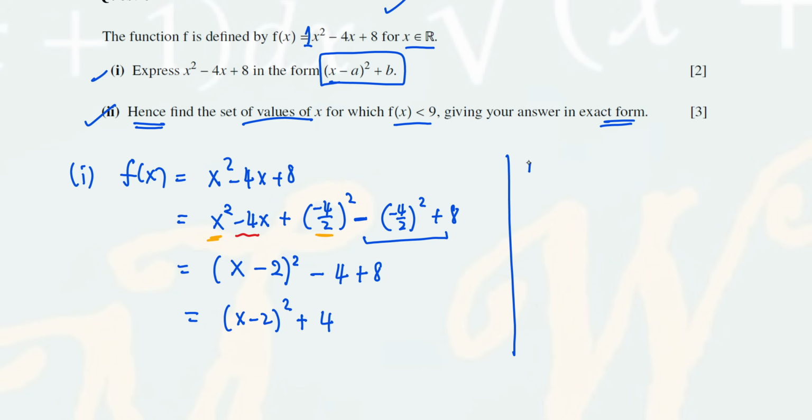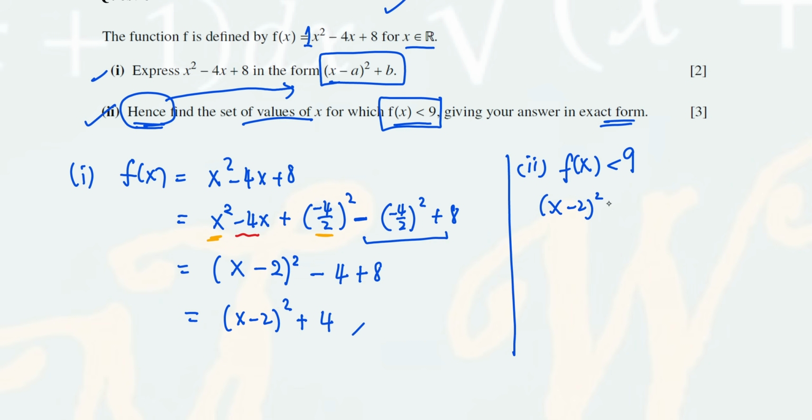Now for the second part, solve f(x) less than 9. Because of this word hence, it means use the answer from the previous part. So now f(x) less than 9. So in the previous part we have found this completed square form. Just rewrite it, less than 9. And now to solve this inequality, I will move the 9 to the left side. So plus 4 minus 9 becomes minus 5.